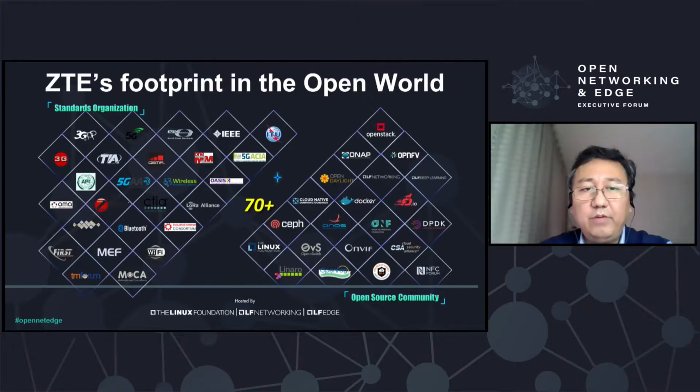In this picture, we can see ZTE mainly working on 3GPP, ITU, ETSI, and IEEE, things like that in the open standard organizations. And also from the 10 years before, ZTE began to move into the open source areas like OpenStack, and also Linux Foundation networking, and also Linux Foundation AI, and also a lot of others. Next slide, please.